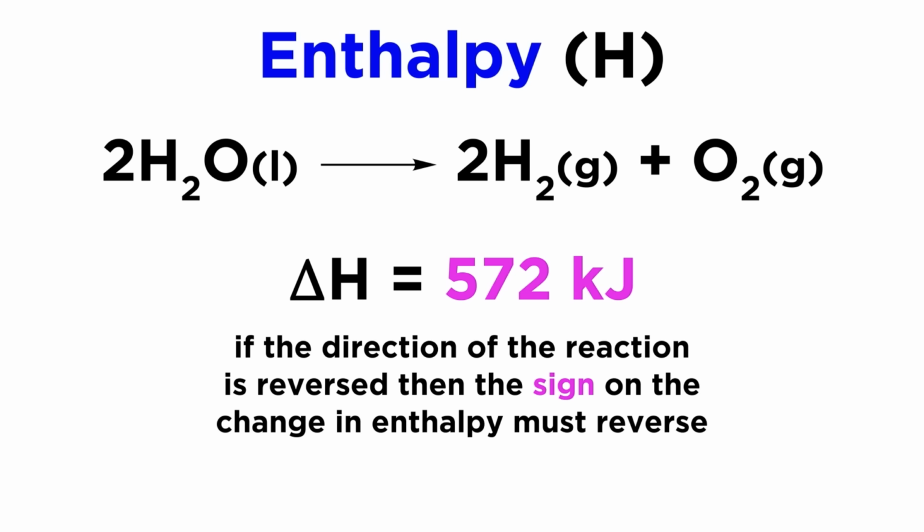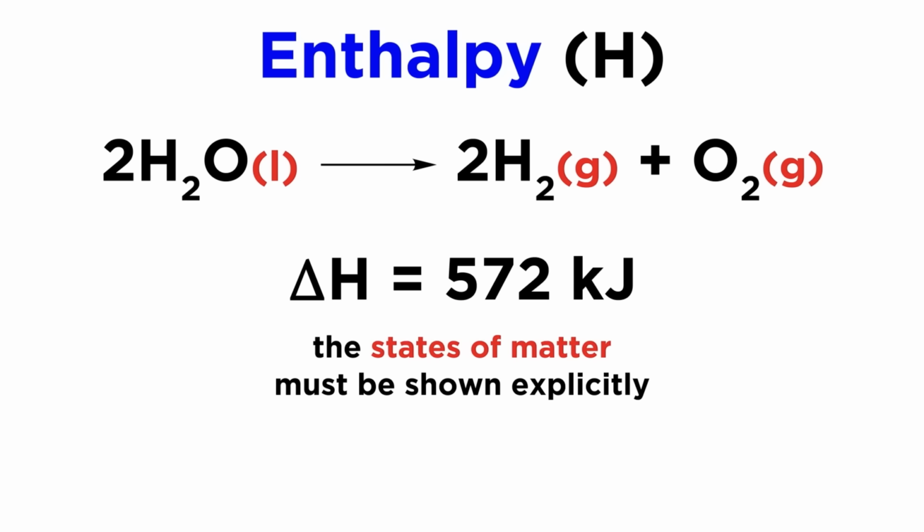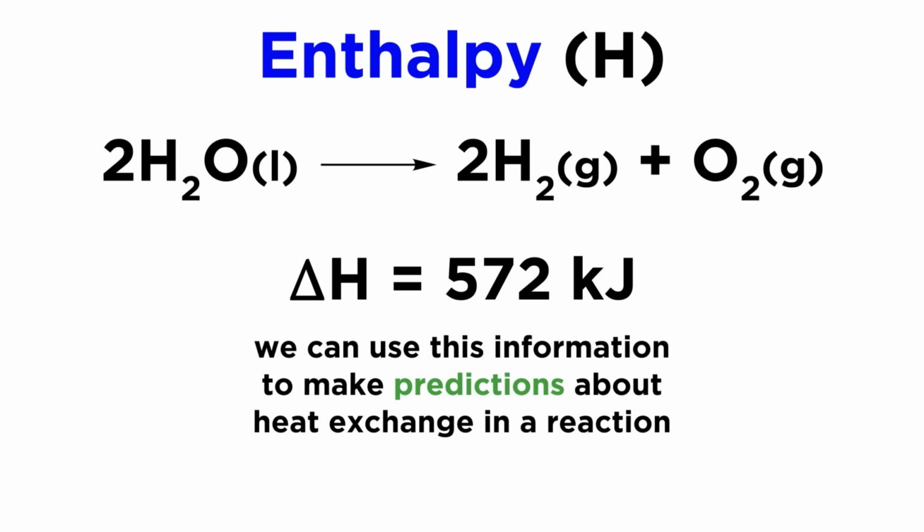And if the direction of the reaction is reversed, the sign of the accompanying delta H must also be reversed, since a reaction that is exothermic must have an endothermic reverse reaction, so positive becomes negative and negative becomes positive. The enthalpy change of a reaction depends on the physical states of the reactants and products, whether solid, liquid, gas, or aqueous. So these must be shown because phase changes have their own enthalpies associated with them. We can therefore use thermochemical data to predict the heat exchange associated with the reaction of any particular mass of a substance simply by doing stoichiometric calculations.